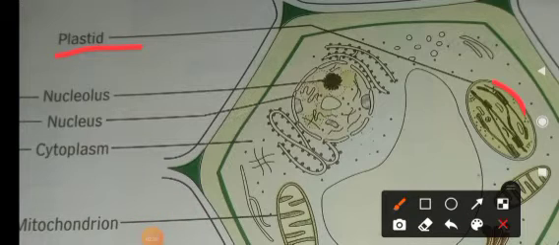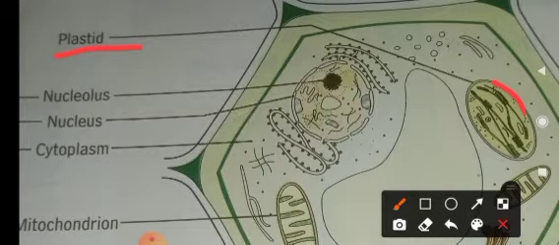The next plastid we are going to discuss is chromoplast. This chromoplast is all the colored pigments other than green. Apart from green, other colored pigments that we see in the plant are produced and stored by this chromoplast. For example, the red, orange and yellow color of the flowers and ripened fruits are produced by these colored plastids. So chromoplasts are responsible for the color of flowers and fruits in the plant.